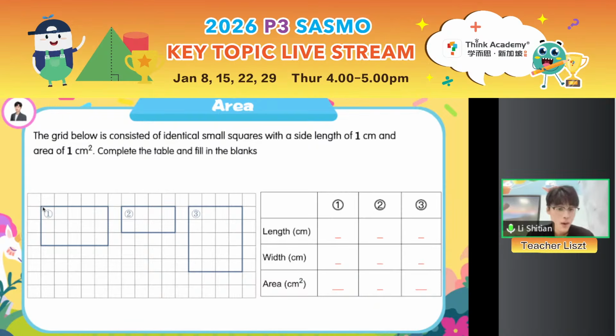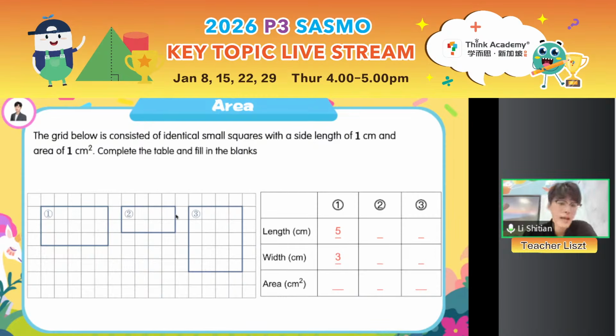Let's count. 1, 2, 3, 4, 5. So there are 5 blocks, which means it is 5 centimeters. So for the length, it is 5. What about the width, the breadth? Let's count: 1, 2, 3. So the width of it is 3 centimeters.